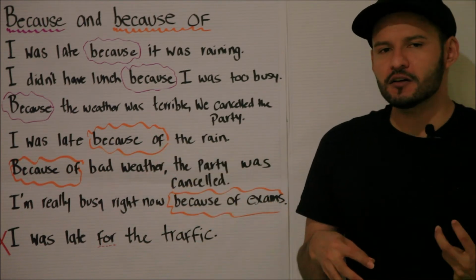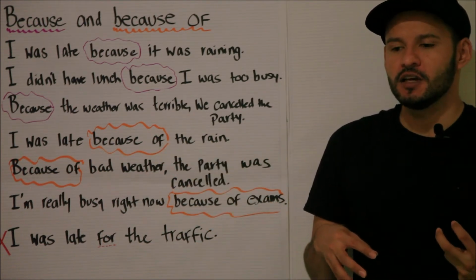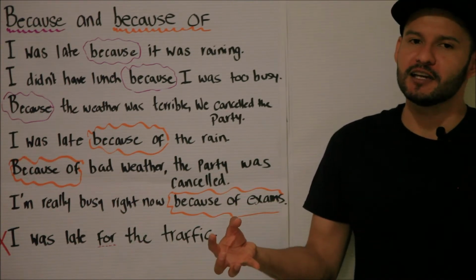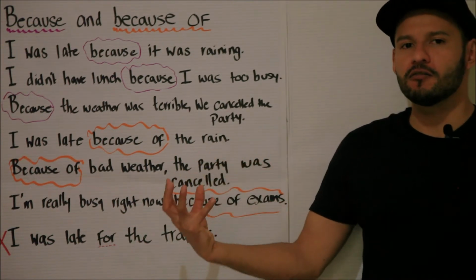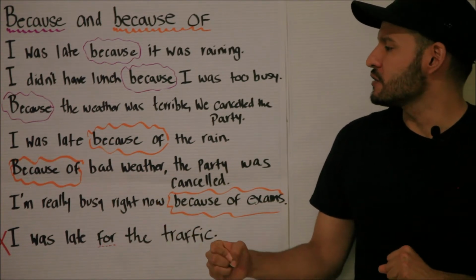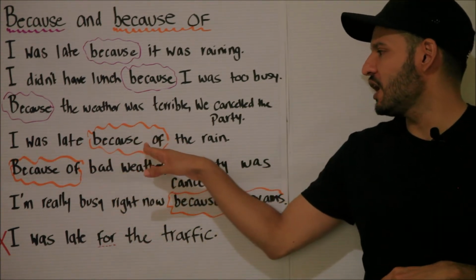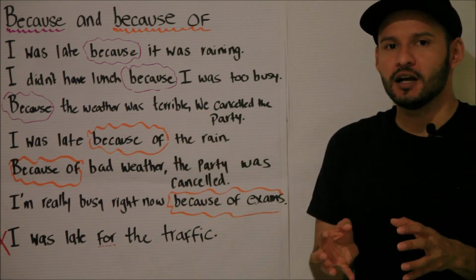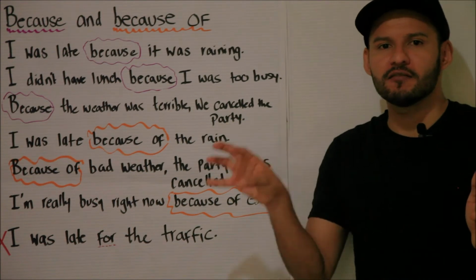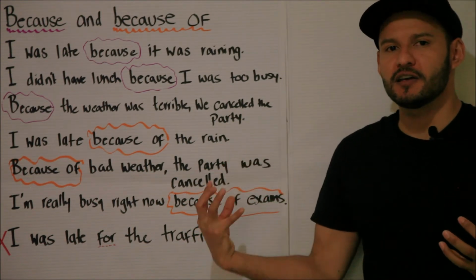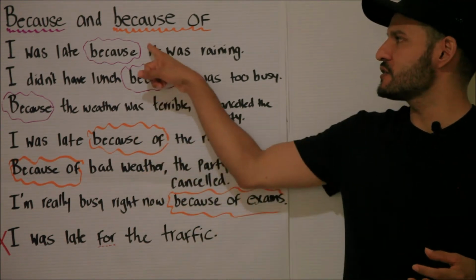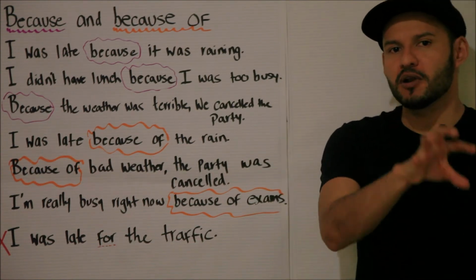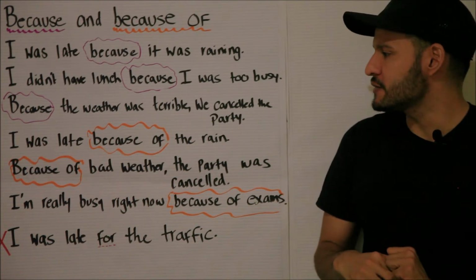Because of is not a conjunction, it's a preposition, and after a preposition I need a direct object. So basically I need a noun or a noun phrase. So for example, I was late because of the rain. I don't have a subject and a verb, I simply have a noun phrase, because of the rain, even though it's expressing more or less the same idea as the first sentence. So, because of plus a noun or a noun phrase.